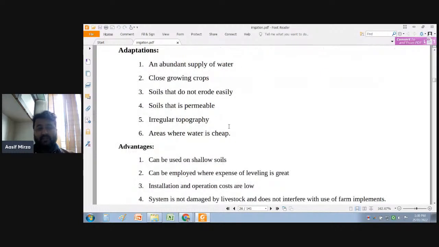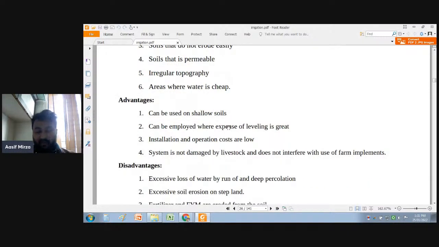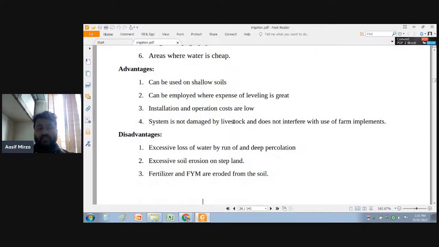Now, what are the advantages of this method? It can be used on shallow soil, can be employed where the expense of labor is great, installation and operation costs are low, the system is not damaged by livestock, and it does not interfere with the use of farm implements. Now, as we have the advantages of this method, there are a few disadvantages as well. There is excessive loss of water by runoff and deep percolation, excessive soil erosion on steep land, and fertilizer and FYM are eroded from the soil.